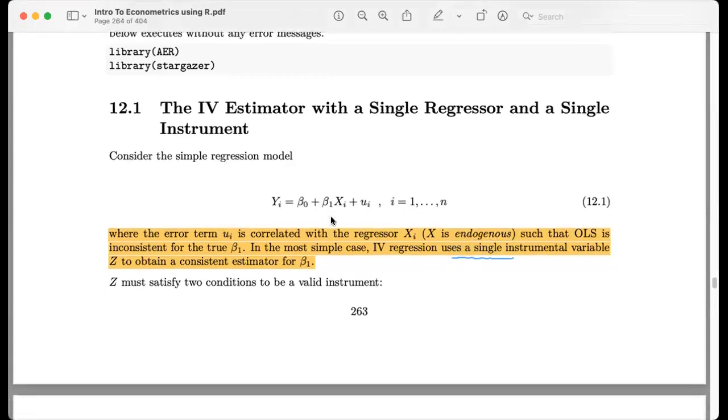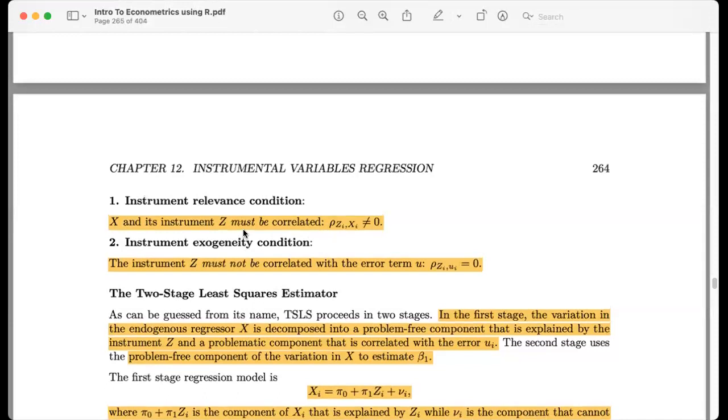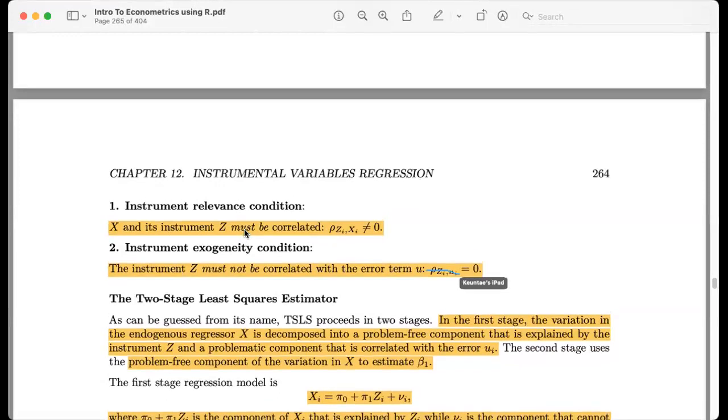The instrument has to satisfy two main conditions to be valid. The instrument has to be relevant, meaning that there should be a correlation between the instrument and the endogenous variable, which is X. The second condition for validity is instrument exogeneity. The instrument Z must not be correlated with the error term. These are the two main conditions that the instrument has to satisfy to be a valid instrument. In such a case, we could say that our beta_1 estimate from the IV is an unbiased estimate.